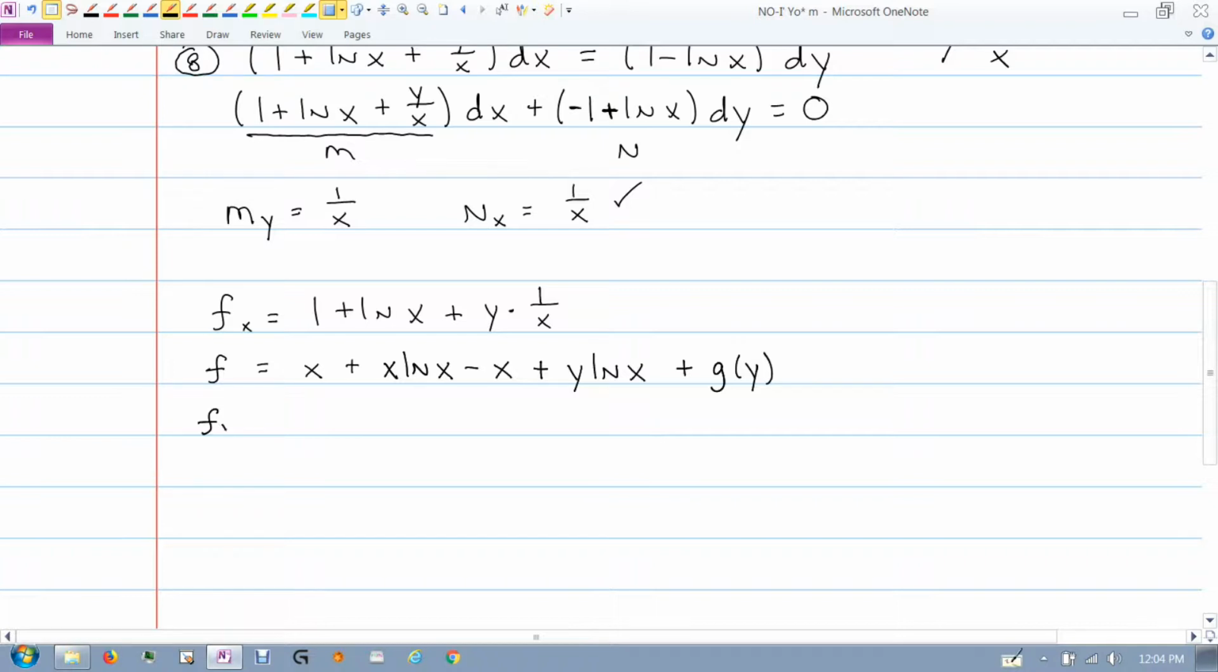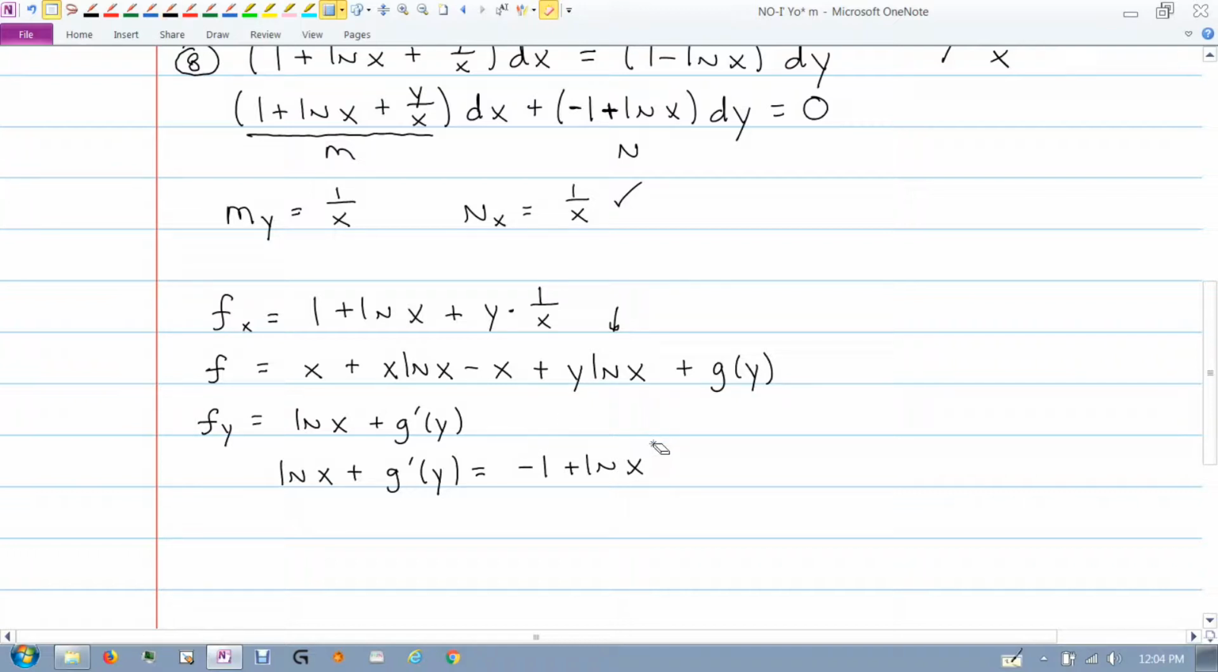Now we take the derivative of that with respect to y, and a lot of this stuff goes away. The only thing we have left comes from here. That's just going to give you natural log x, plus the derivative of g with respect to y. Now we need that to match up with the N from above, so this must equal, up there we have negative 1 plus natural log x.